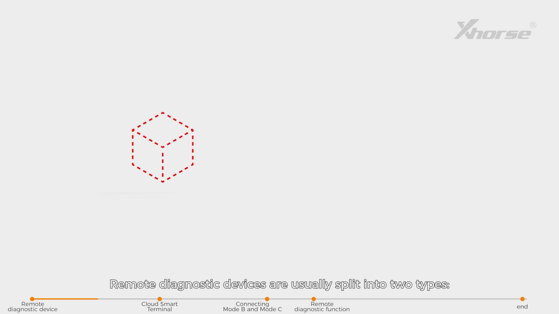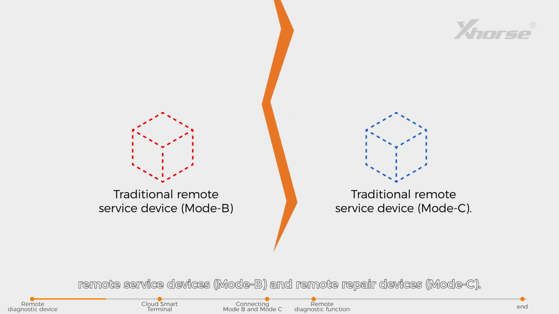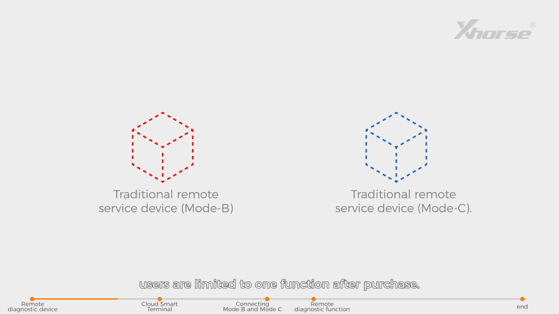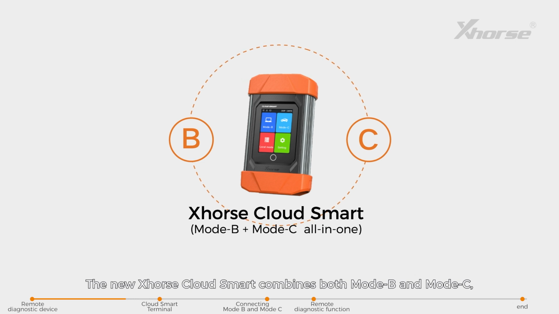Remote diagnostic devices are usually split into two types: remote service devices Mode B and remote repair devices Mode C. Traditionally, users are limited to one function after purchase. The new Xhorse CLOUD SMART combines both Mode B and Mode C, allowing users to switch freely between them.